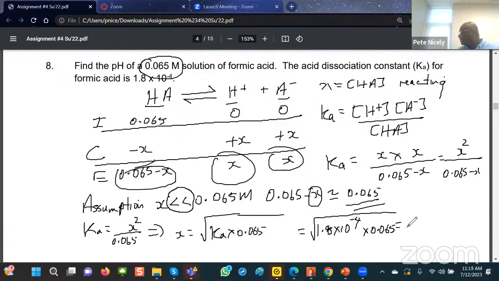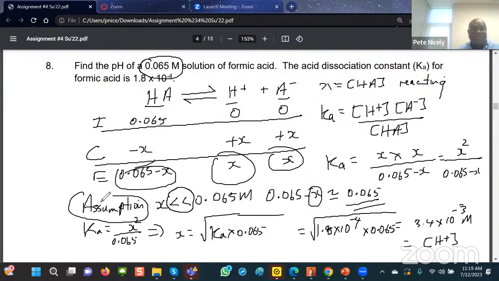And when I did that, I got 3.4 times 10 to the minus 3 M. So that would be x, which would be equal to the concentration of H plus. Now, one would be tempted to just go ahead and find the minus log of that to get the pH. However, that would not be advisable, not appropriate. The reason is the assumption that we made here. Remember, we made the assumption that x is small compared to 0.065.